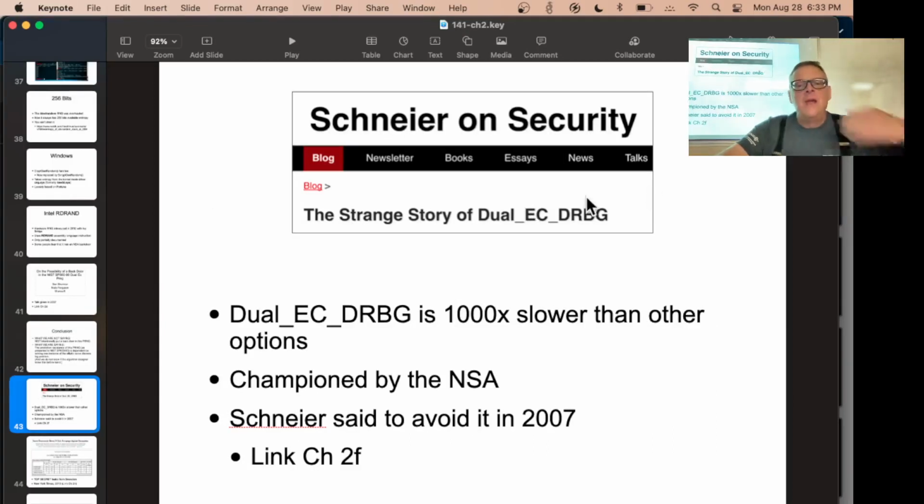So Schneier wrote a blog about this. This algorithm is 1,000 times slower than other options, and yet promoted by the NSA and made into a standard, and so all the cryptographers said, we better quit using it. This really looks suspicious. It really looks like this thing has been backdoored by the NSA.